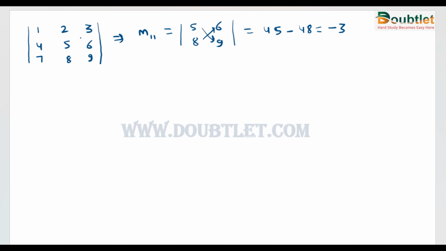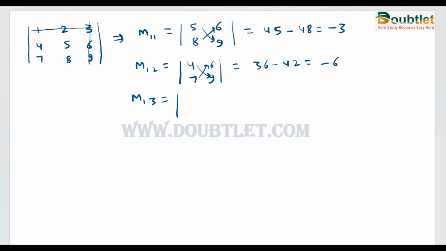Similarly, we have to find the minor of each element, M12, M13. So M12: we just need to remove the first row and second column, and this matrix will be remaining. So we have to find the determinant. This will be 4, 7, 6 and 9. If we cross multiply, then we can find the determinant. This will become 36, this will become 42. So minus 6 is remaining. Now we need to find M13, meaning we need to remove the first row and third column, and find the determinant of this remaining matrix.